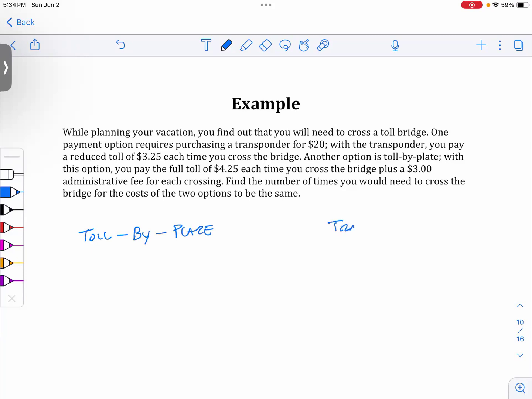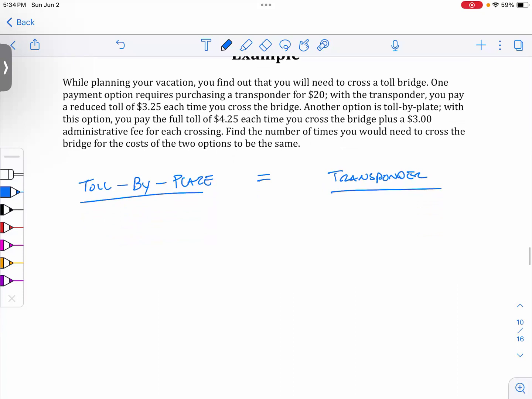Okay, so we have toll by plate, and then we have the transponder. So we have two equations, and basically we need to figure out how to set them up, and then we're going to make them equal. So X equals number of bridge crossings. All right, so transponder option, we pay $20 flat, and then 3.25 times the number of times you cross the bridge, which we're letting be X.